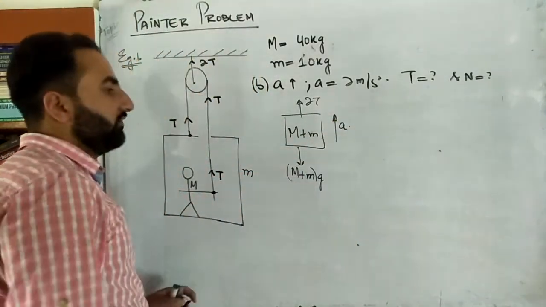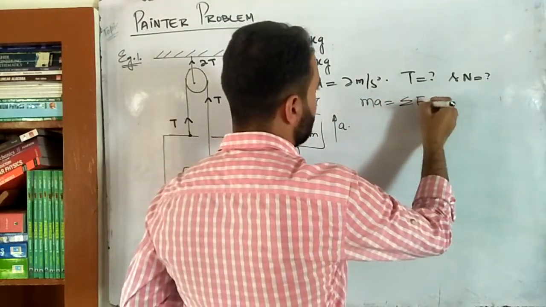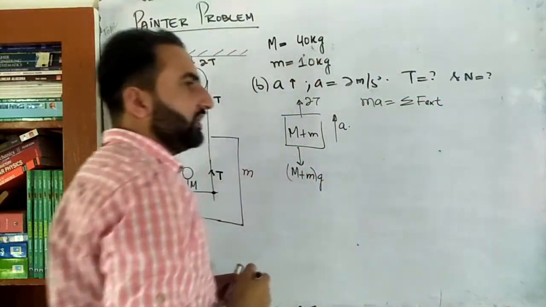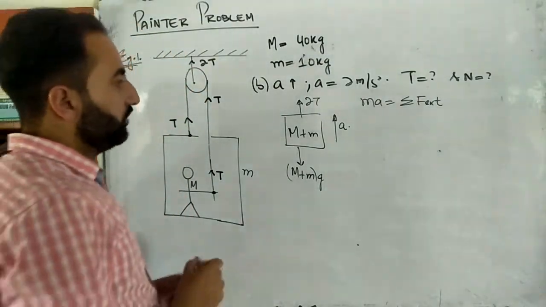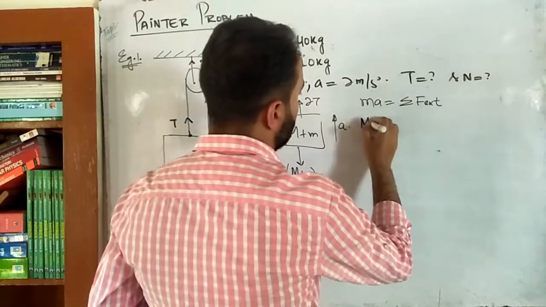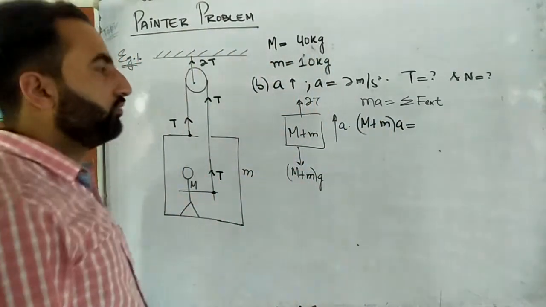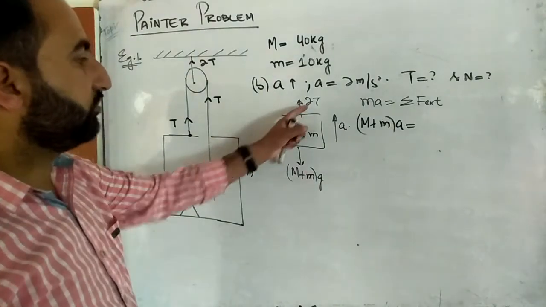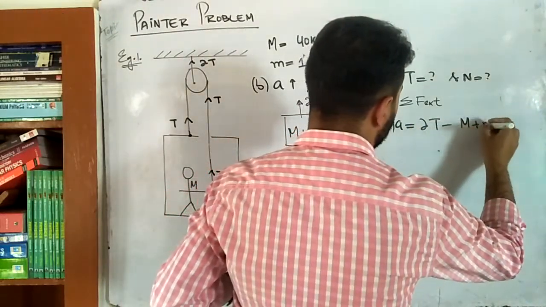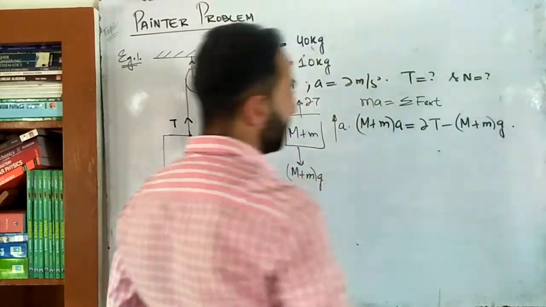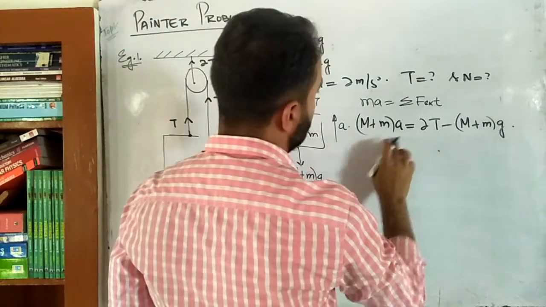Okay, so in this very case what I will write is m a, that is equal to the summation of all the external forces. In this very case acceleration is not equal to 0, which implies the summation of all the external forces will not be equal to 0. So capital M plus small m multiplied by acceleration will be equal to, take that force positive which is in the direction of acceleration, this positive, this negative, so it will be 2T minus capital M plus small m multiplied by g.